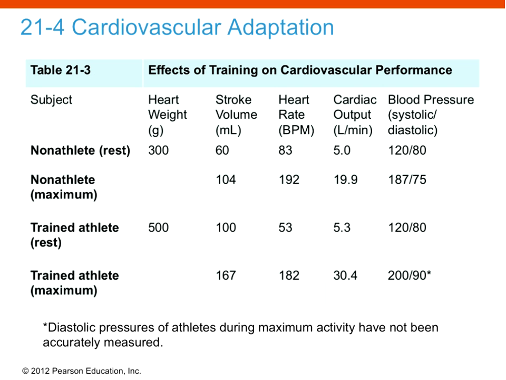So when we look at this graph right here, I always like this graph because we look at these subjects, a non-athlete at rest and the trained athlete at rest, and we have these different parameters that we're looking at. So the heart of a non-athlete is only about 300 grams, whereas look at the size of an athlete. Their heart is much bigger.